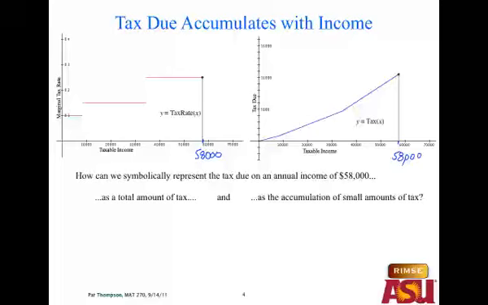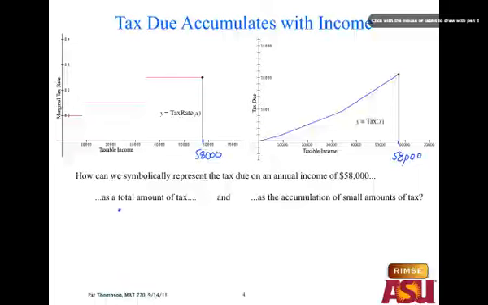Okay, let's see what ideas you have here. Could you represent the tax due as a total amount of tax? What would it be? How could we represent the amount of tax you owe on 58,000 as a total amount of tax? Sean? It would be the area under the graph to the right.